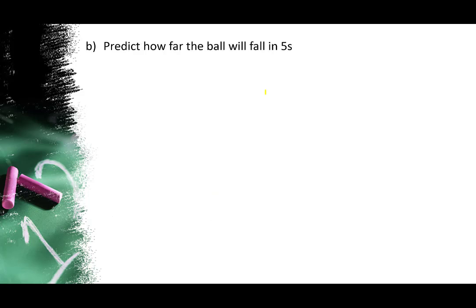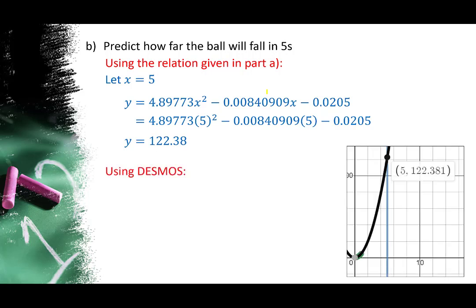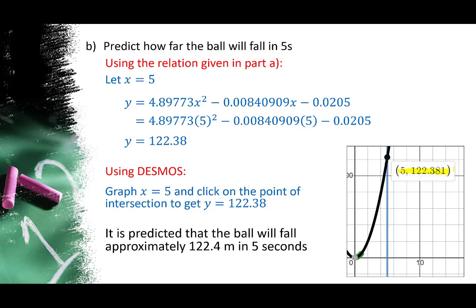Part B. Predict how far the ball will fall in 5 seconds. So using the relation given in Part A, we're going to let x equal 5. So we sub 5 into our quadratic equation, and we end up getting that y is equal to 122.38. Method 2. Using Desmos, we can graph the equation x equals 5 and then find the point of intersection of x equals 5 with our quadratic relation. And again, you see you get 122.38. So therefore, it is predicted that the ball will fall approximately 122.4 meters in 5 seconds.